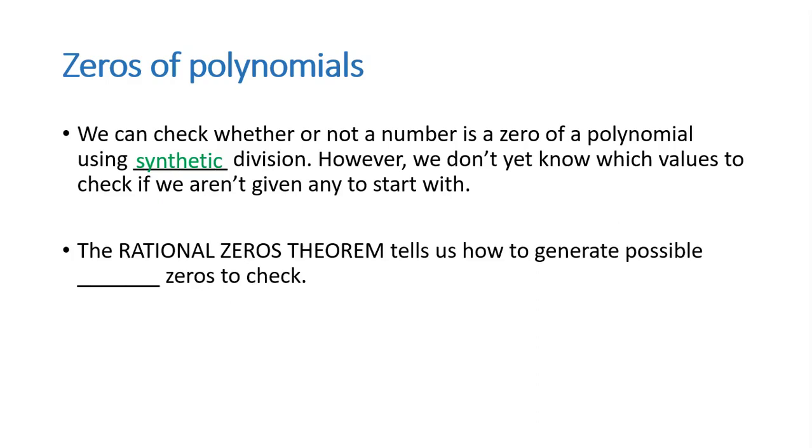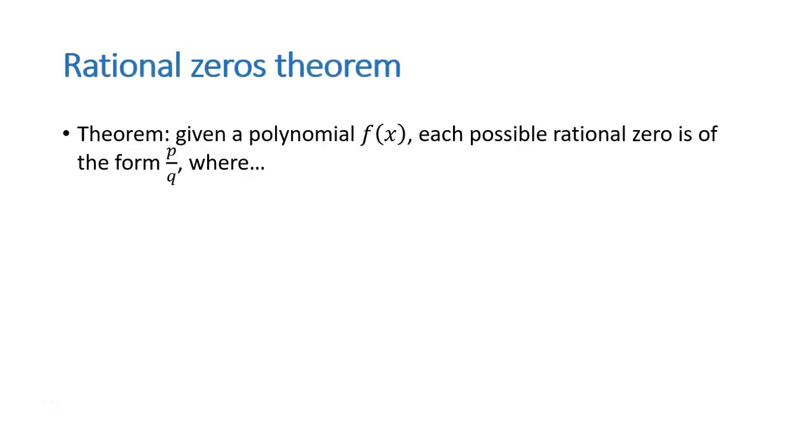The rational zeros theorem tells us how to generate possible rational zeros to check. Essentially, this theorem will give us a good starting point for synthetic division that we can find just by comparing some numbers in our polynomial. So here's the rational zeros theorem.